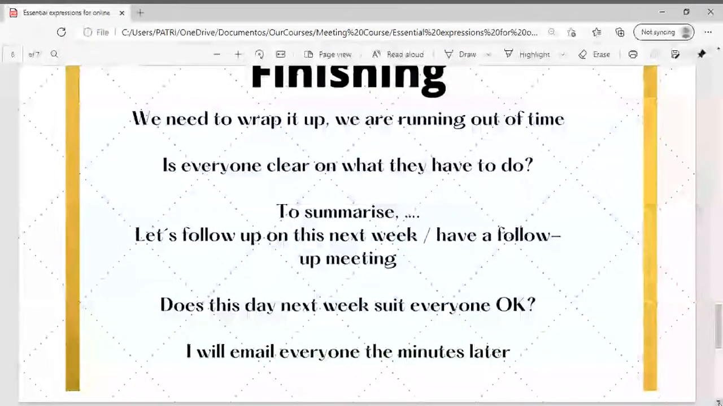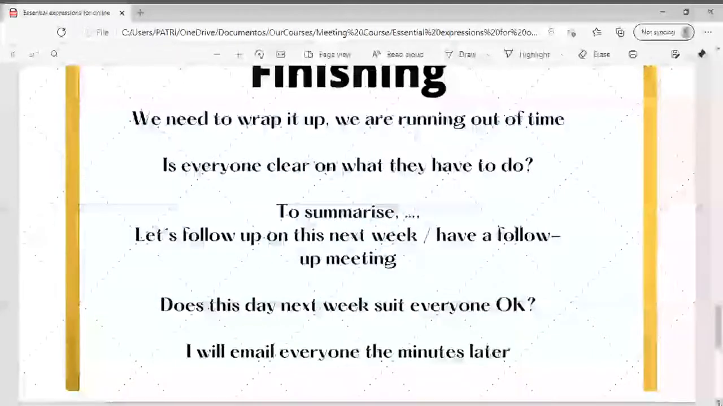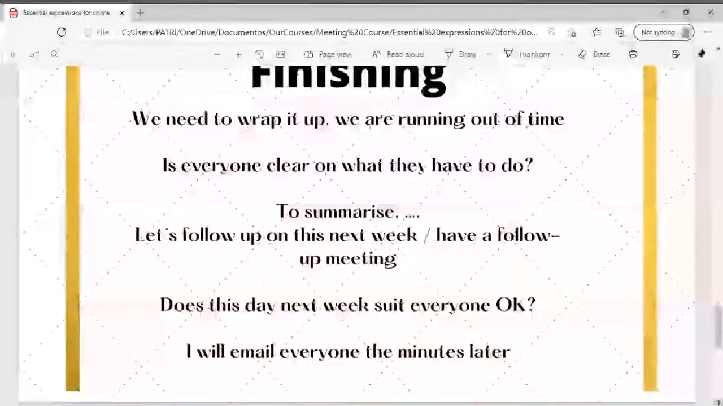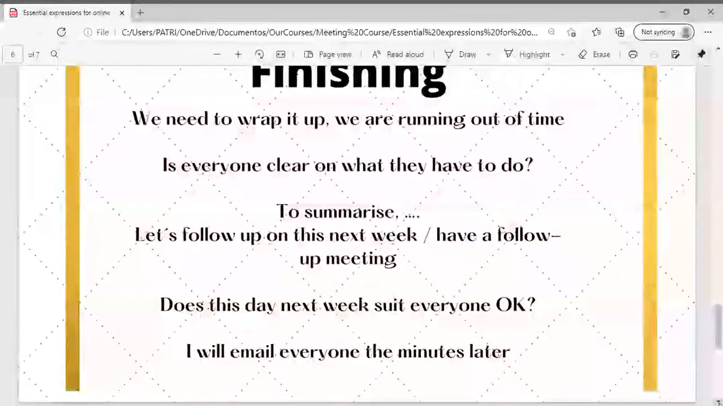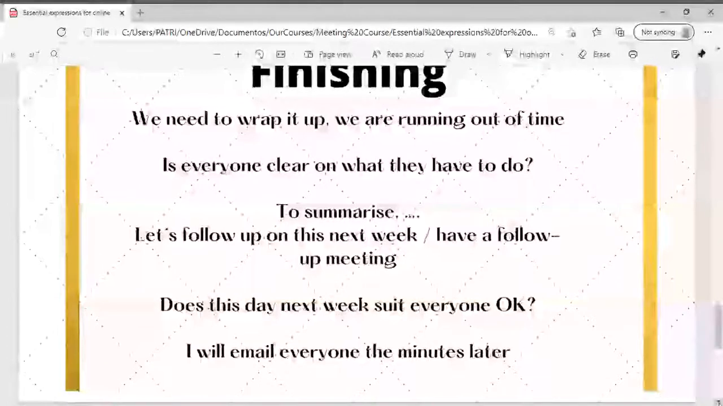If you want to check the time and day of the next meeting, you could say, does this day next week suit everybody, okay? Is it good for everyone? Or does tomorrow suit everybody? Or that doesn't suit me, or that suits me, okay? So we use the expression to suit to say that it's good for you, or it's a suitable time for you or not. And then I will email everyone the minutes later.